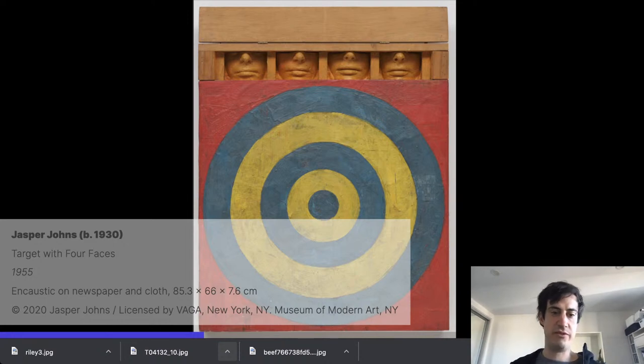Jasper Johns in 1955 painted things that were icons. They were flat things. He painted a lot of flags. In this example, he painted targets, and he was really interested in the idea of flatness versus non-flatness. And so this is Jasper Johns taking on the circle in his kind of way.